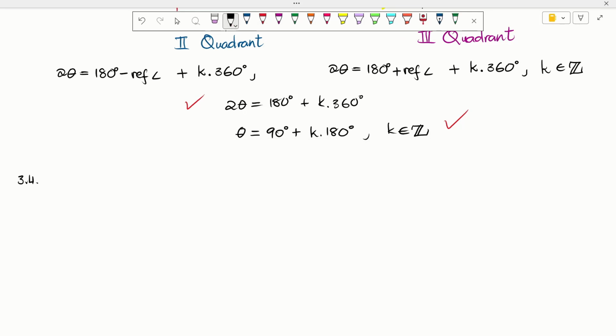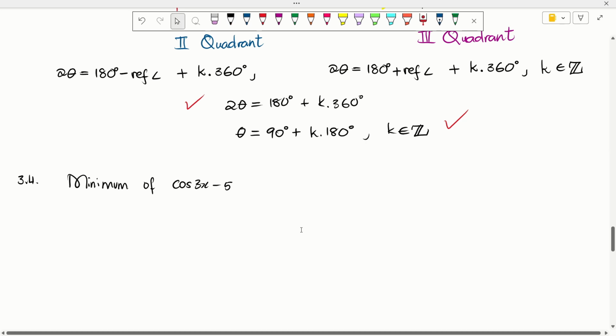3.4 is the minimum value of cos 3x minus 5. What is the minimum? What is the lowest point that value will ever get is the question. Okay, it's a very, very simple question, this one, if you ask me.